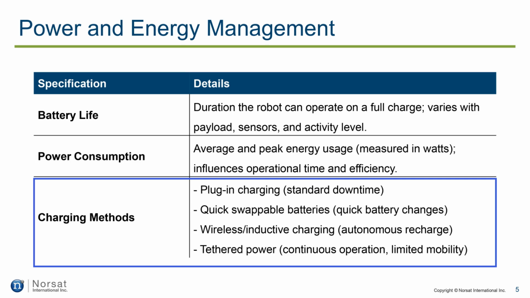Third, charging methods. Recharging methods impact uptime. Plug-in charging is simple but causes downtime, while quick swappable batteries can be removed and replaced in seconds, without tools, complex procedures, or long system shutdowns. Wireless docks let autonomous robots recharge themselves, ideal for 24/7 operations. Tethered systems get continuous power via cable, removing charging needs but limiting mobility. Power monitoring can track usage and warn of low levels, critical in remote or hazardous missions.